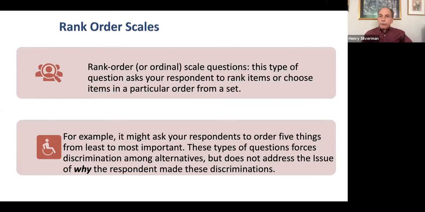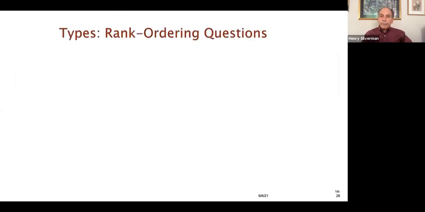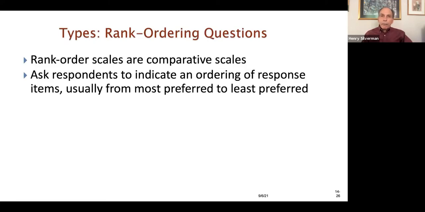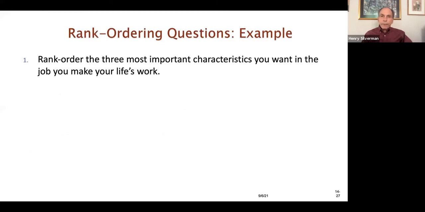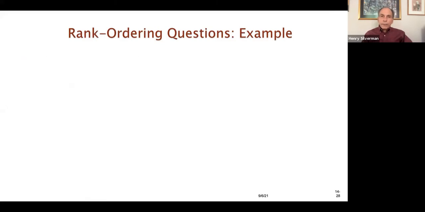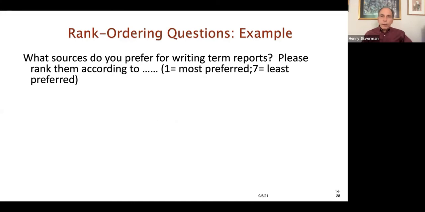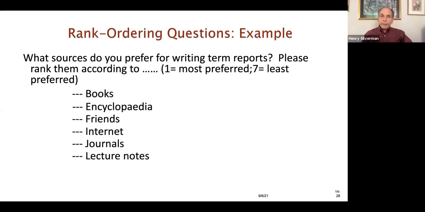You might ask your respondent to order 5 things from least to most important. Let me just skip that for question of time. What sources do you prefer for writing term reports? Please rank them according to most preferred, least preferred. So you give all these items and they have to rank order these sources for writing term projects.